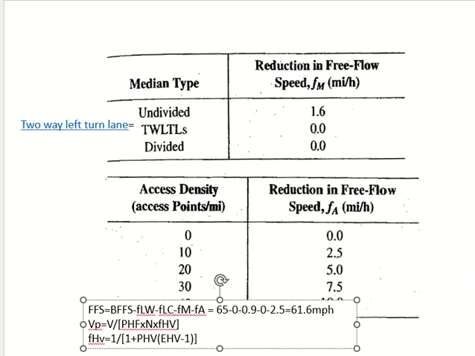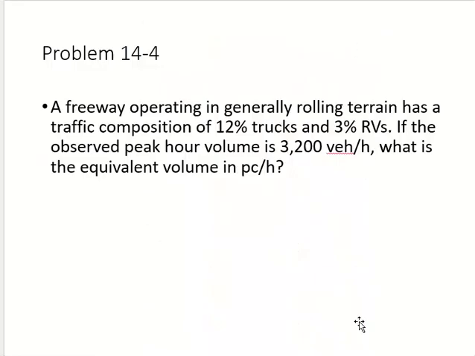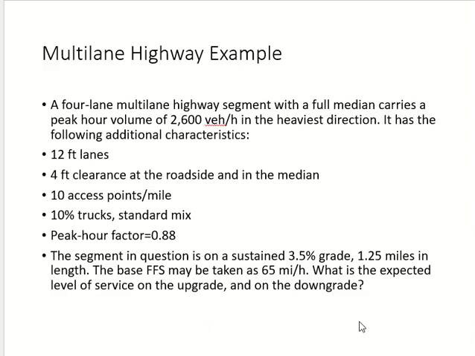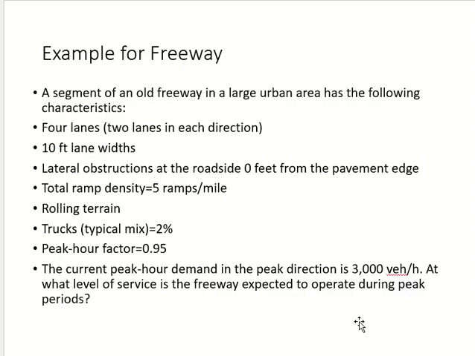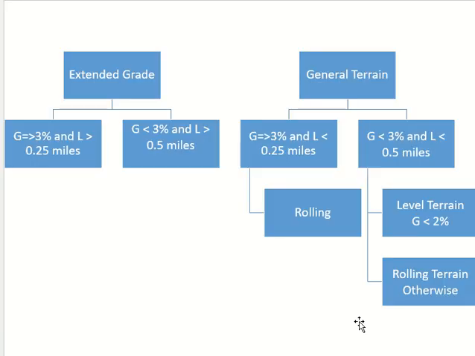Okay. Let us look at the question, what they are saying about the terrain. It has 3.5% gradient and 1.25 miles length. Okay. They didn't say level or rolling, they gave us a value. If you have a value, then you go into this chart and see what condition you have. Is my gradient more than 3%? Is my length more than 0.25 miles? Okay, so I have extended grade condition.